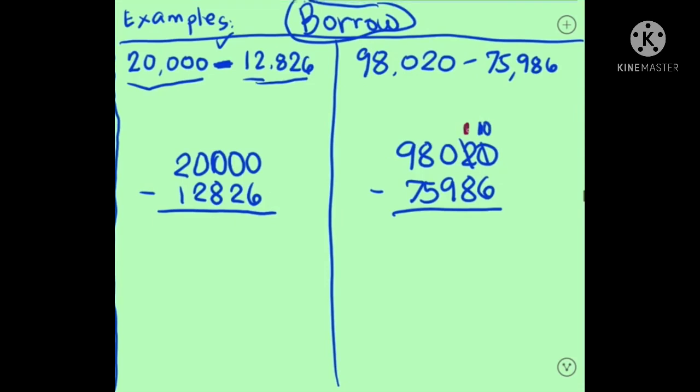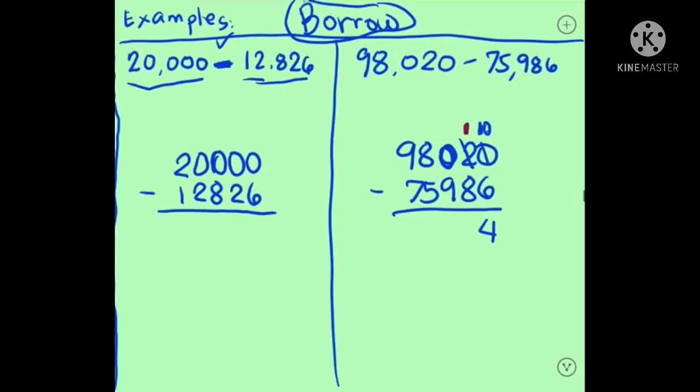This is 1. Okay, so what is 10 minus 6? 10 minus 6 is 4. 1 minus 8. Can or cannot? Cannot, right? It's because 1 is less than 8. So we need to borrow from here. But here we have 0. We cannot borrow from 0. It's because it's nothing.